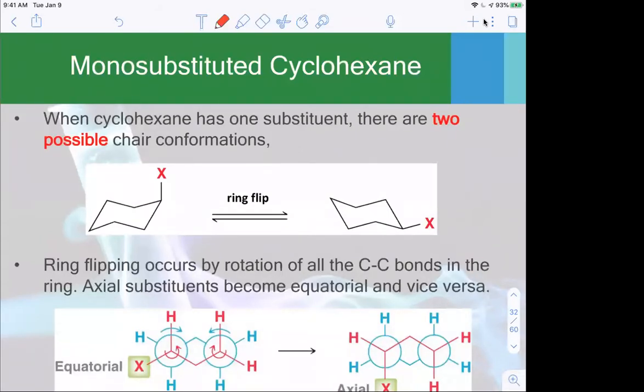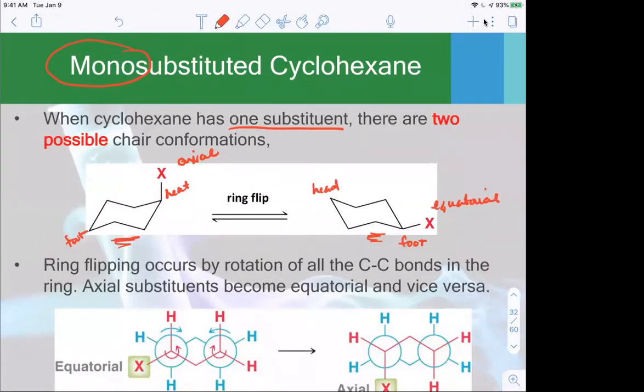If I have one substituent, which is a monosubstituted cyclohexane, I have two different chair conformations. When I do this ring flip, when I go through that series of changes that goes on that energy diagram from the one chair to the other chair, what happens when I have a substituent is that those substituents flip. The ring flips. Here I have my foot, here I have my head in my chair. Now my head is on the left side and my foot is on the right. If something is axial in one chair, it becomes equatorial in the other chair.